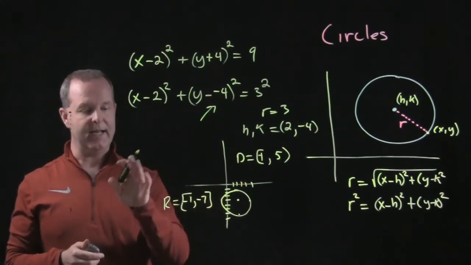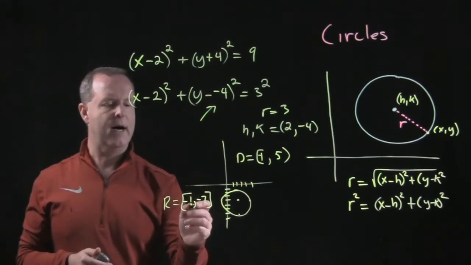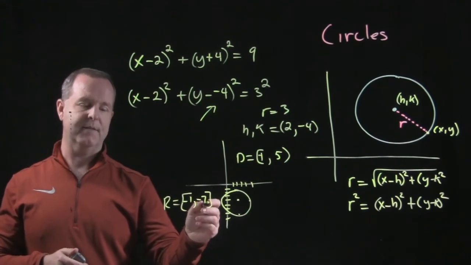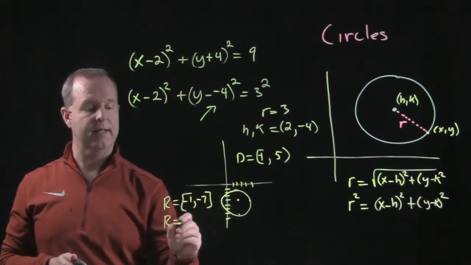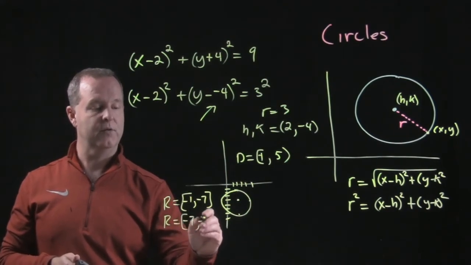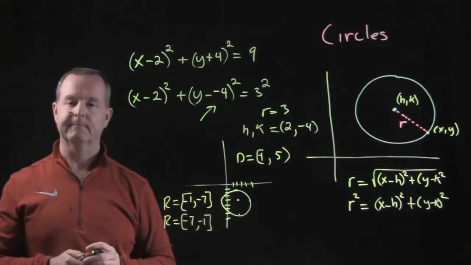Let's back it up too. I noticed one other mistake as I was cleaning up. Range equals negative 1 to negative 7. Typically we write them from lowest to highest, so the range really is negative 7 to negative 1. Sorry folks.